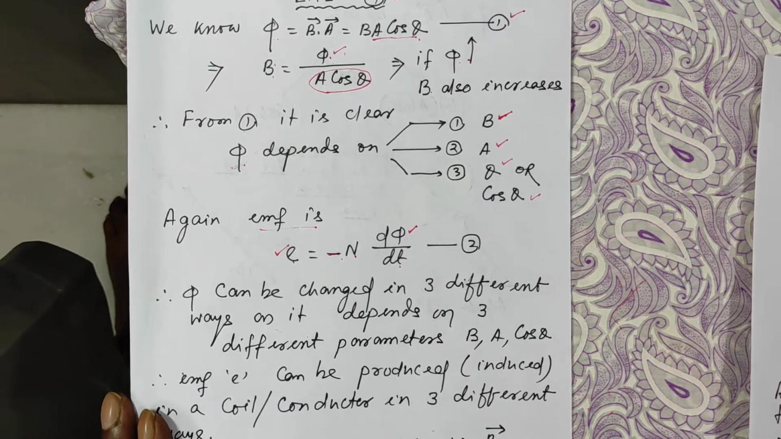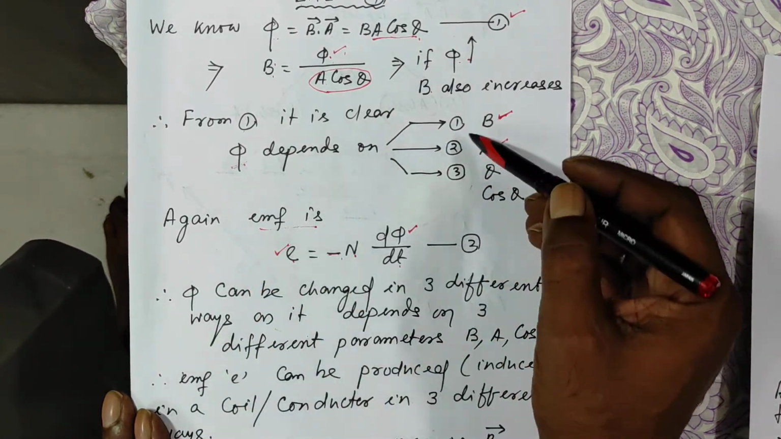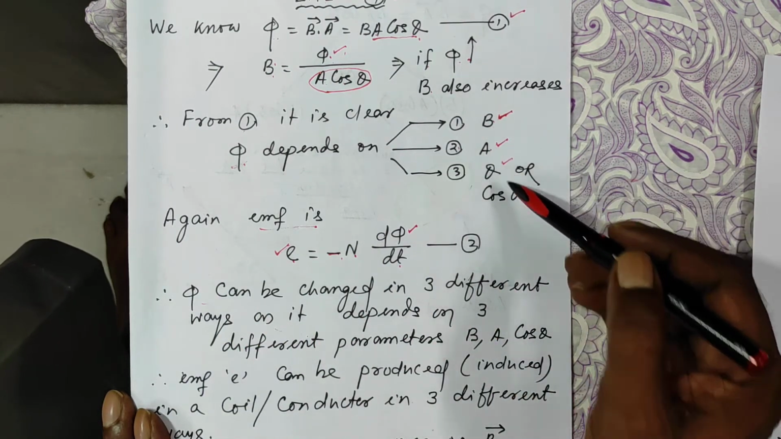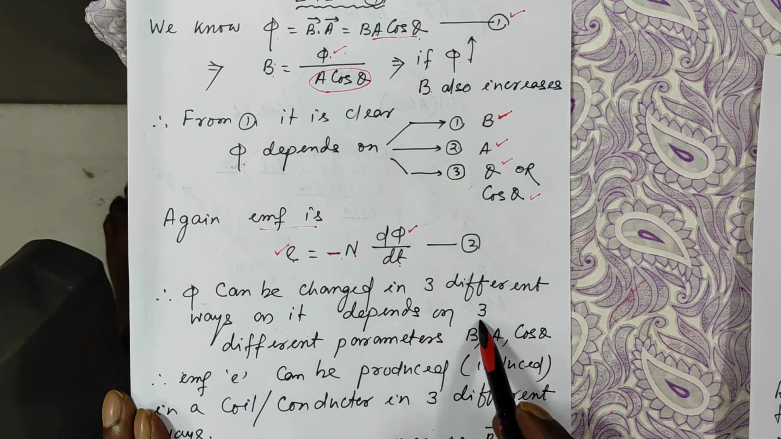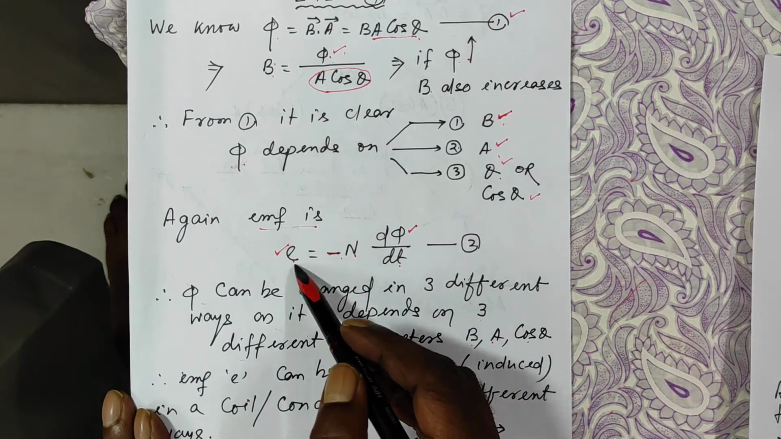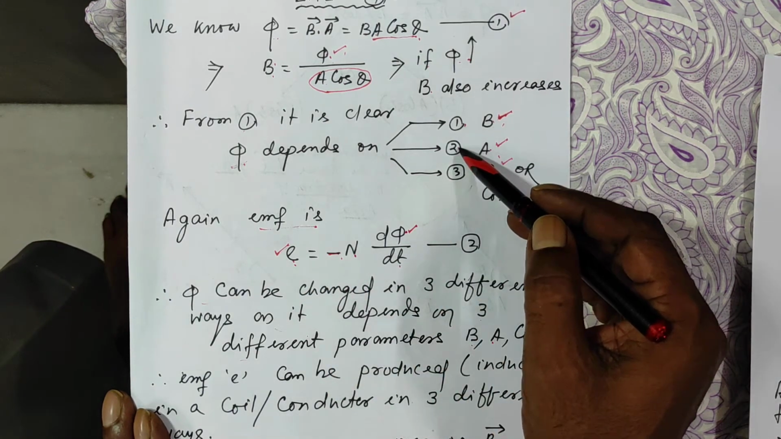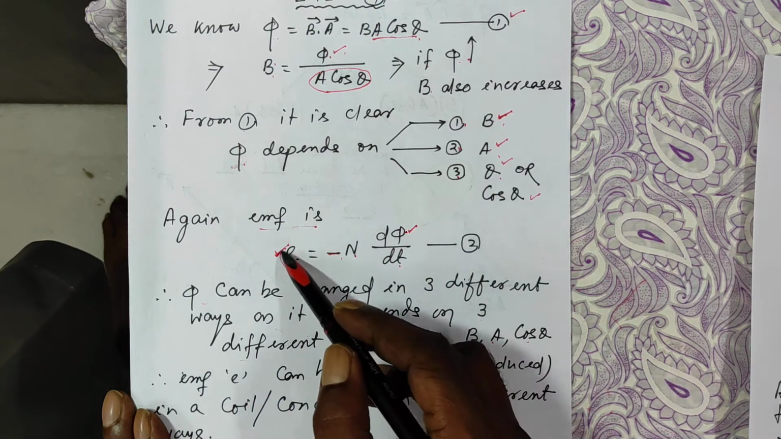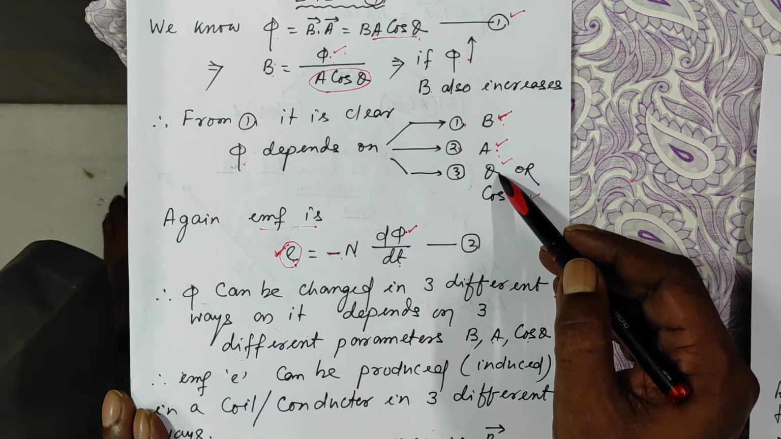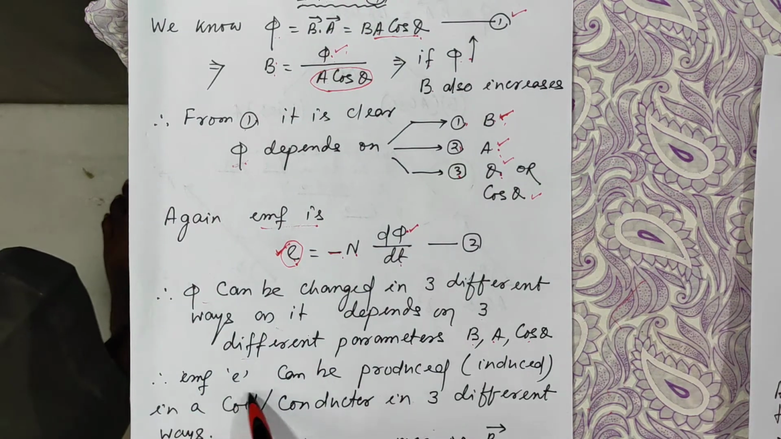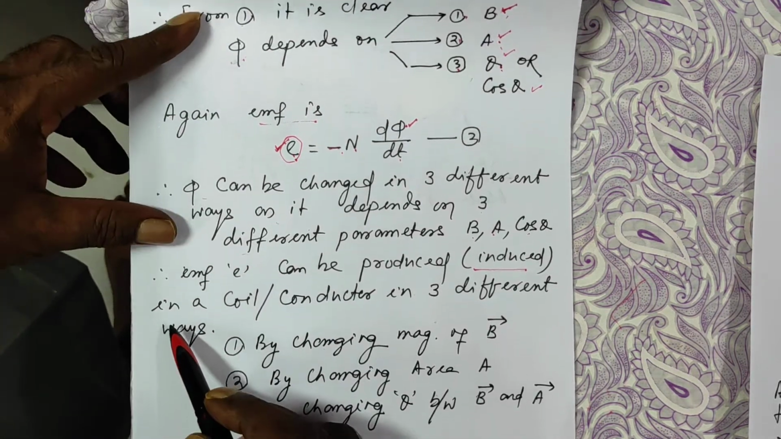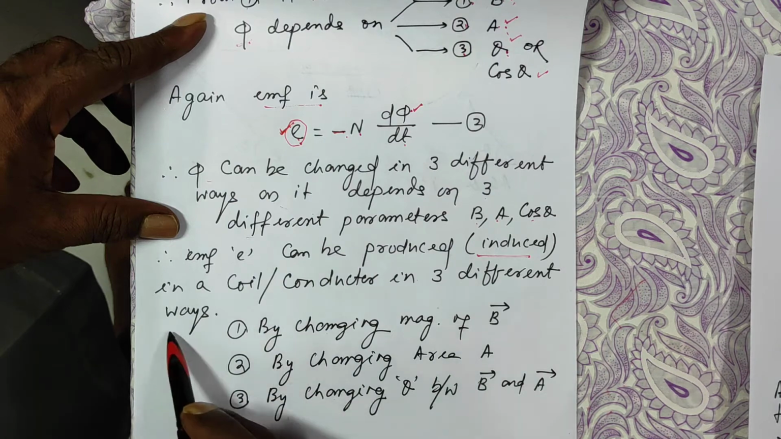So if you look, since phi depends on these three things, phi can be changed in three different ways, by changing B, A or theta, as it depends on three different parameters B, A and cos theta. And EMF depends on phi. Phi can be changed in three different ways. So EMF E can be produced in three different ways, by changing B, by changing area or by changing the theta, that is the orientation. Therefore EMF can be produced or induced in a coil or conductor in three different ways.